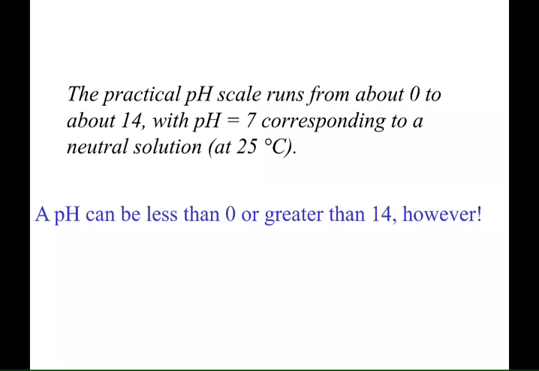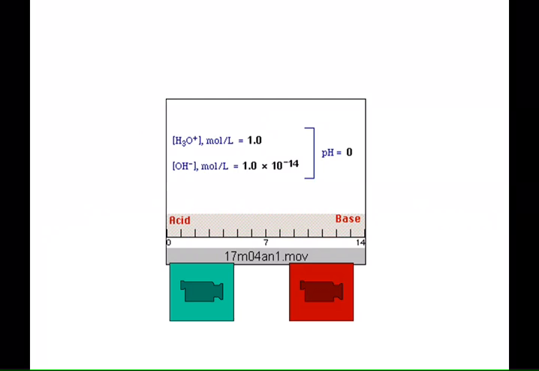So, practical pH runs from 0, I put 1 up here, but from 0 to 14, a pH of 7 is neutral, okay? But you can have pHs outside of that range. And we'll be looking at that at some point. So let's see what this video says.